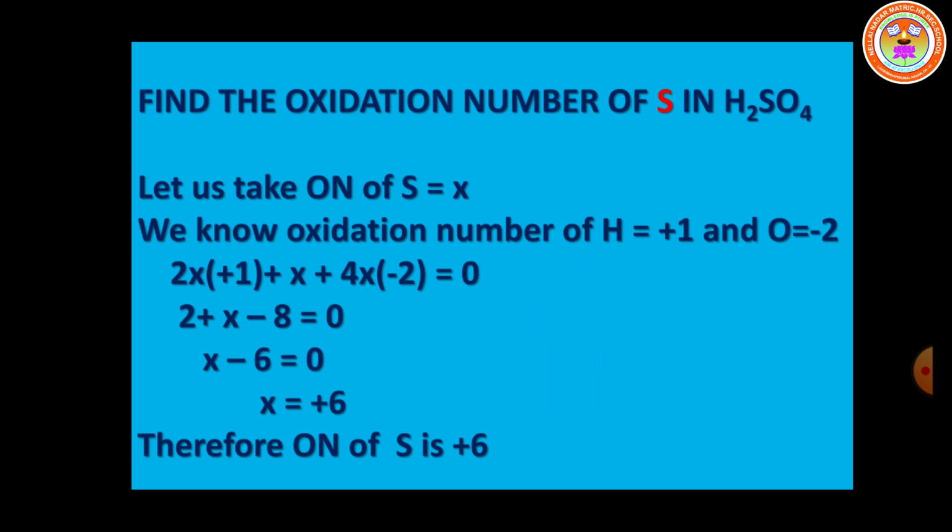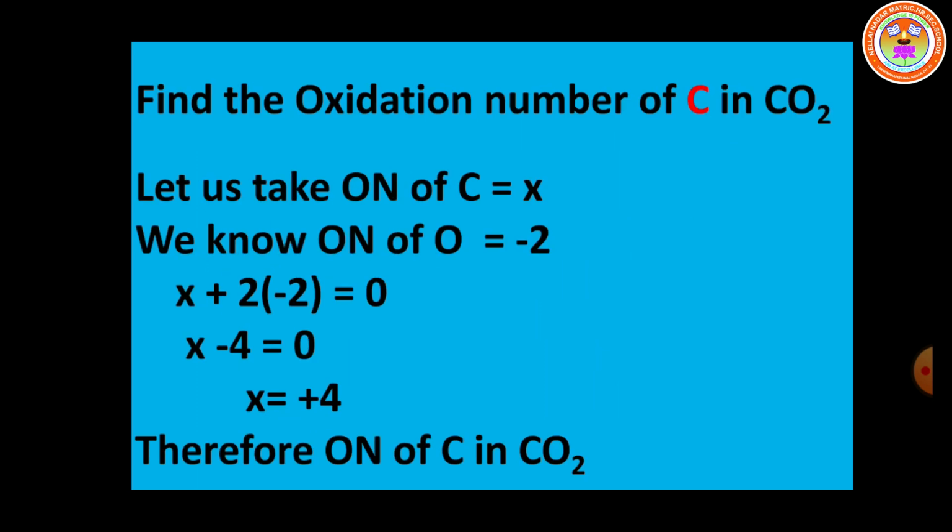So here 2 hydrogen are present. So 2 into, instead of hydrogen you put the oxidation number of hydrogen +1, plus instead of S you substitute X, plus 4 oxygen are present. So 4 into -2 is equal to 0. So we are getting 2 plus X minus 8 is equal to 0. So X minus 6 is equal to 0. We are getting X is equal to +6. So +6 is the oxidation number of sulfur.